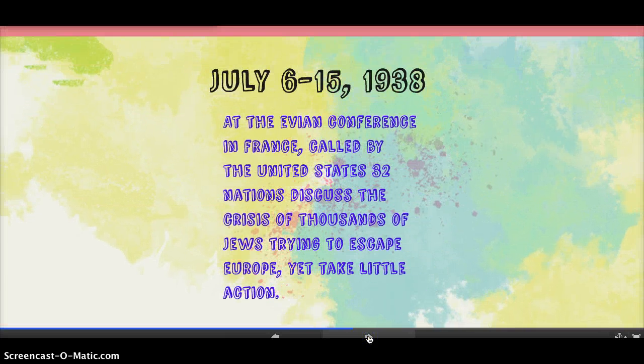July 6th to the 15th of 1938, there's a conference in France called the Evian Conference, and it was called by the United States. 32 nations discussed the crisis of thousands of Jews trying to escape Europe, yet at this point in time, nobody's really taking action.